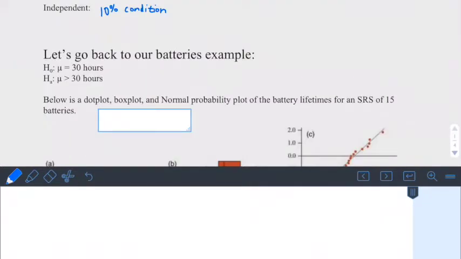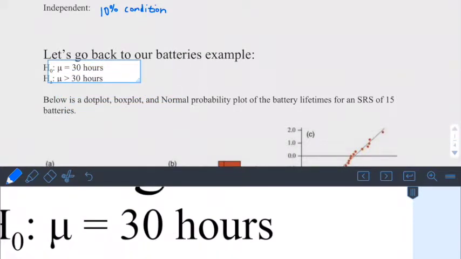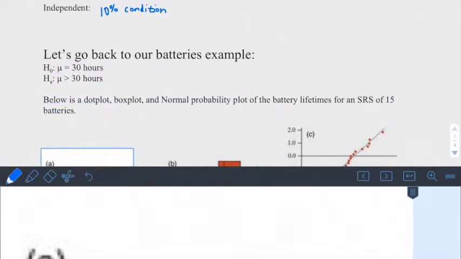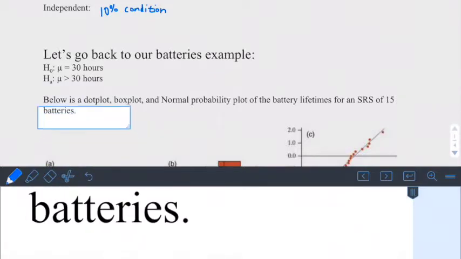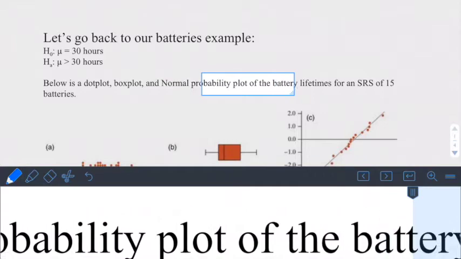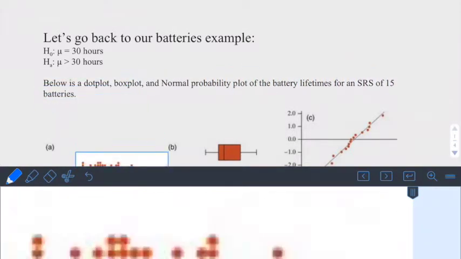So we have our batteries example. Remember, we had our mean battery life is 30 hours, and then we invented a new battery with a mean battery life that's greater than 30 hours, and we wanted to see if it was statistically significant. So below is a dot plot, a box plot, and a normal probability plot of the battery lifetimes for a simple random sample of 15 batteries.